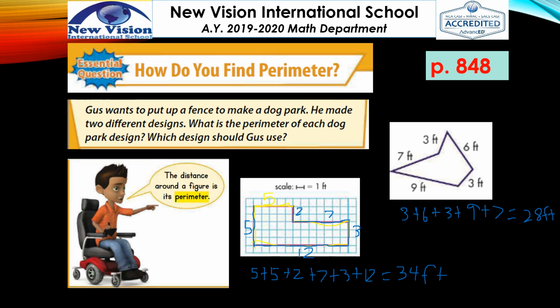Why could Gus not use this design? 28 feet is less than 30 feet, and Gus needs at least 30 feet of fence for the perimeter of the dog park. Now you know how to find the perimeter of a figure.